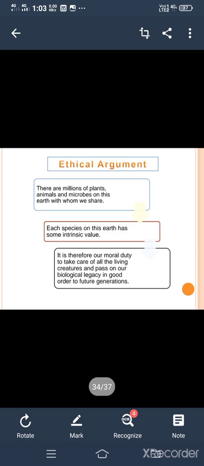So it is our duty, being citizens of this world, to conserve biodiversity, use it in a proper way, and hand over this biodiversity in a well maintained manner to our future generations, because they also have to survive here.